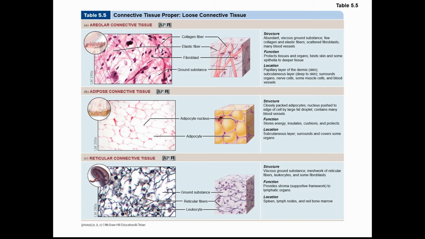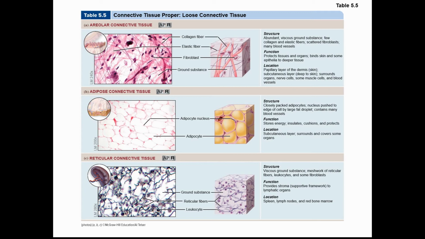Our first specific type of loose connective tissue is areolar connective tissue. Areolar connective tissue is a loose organization of collagen and elastic fibers. It is highly vascular. Remember, epithelial tissue was avascular. Connective tissue varies depending on the type of connective tissue on how vascular it is. It turns out that areolar connective tissue is highly vascular. There's a lot of ground substance. It's pretty viscous, very fluid.